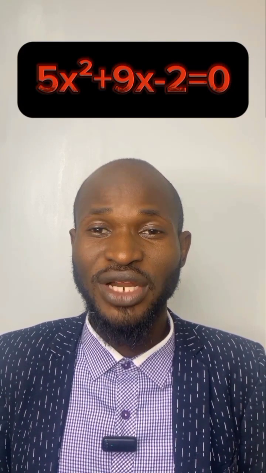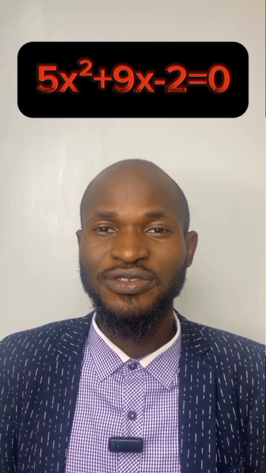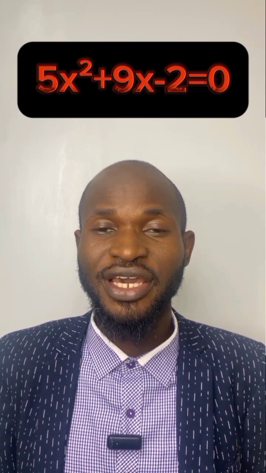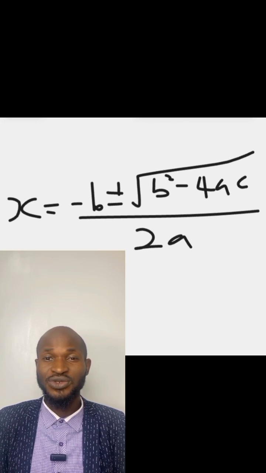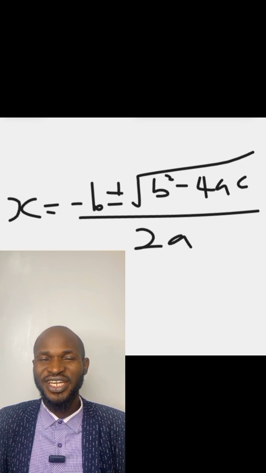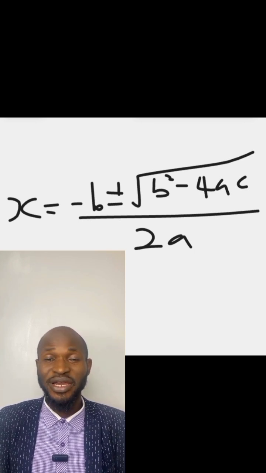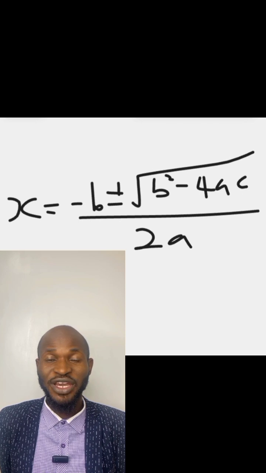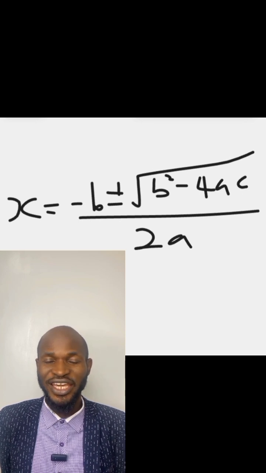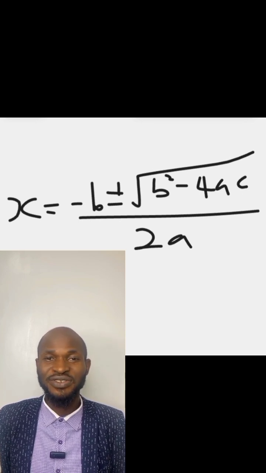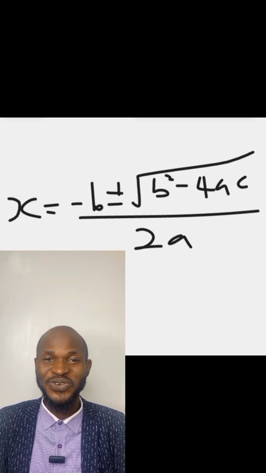Now this quadratic equation can be solved with the general formula, which is x is equal to minus b plus or minus the root of b squared minus 4ac all over 2a. So it's quite possible to solve this with that equation. Here, 5 is a, 9 is b, and c is minus 2.